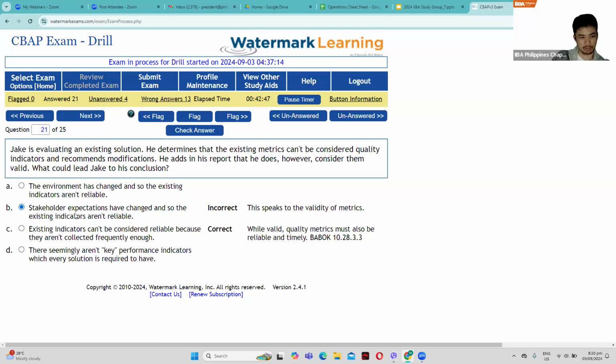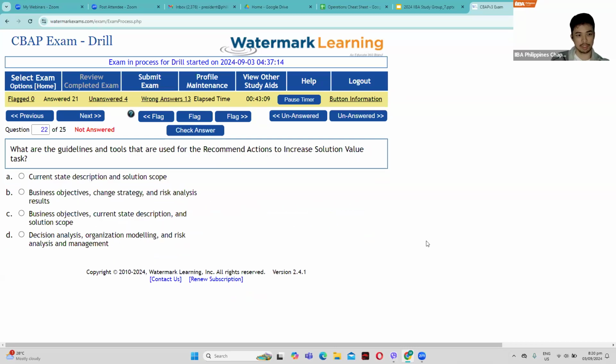So it's not B, stakeholder expectations have changed and so the existing indicators aren't reliable. It's not B because it says here that he considers them valid, so that's what makes B incorrect. Okay.